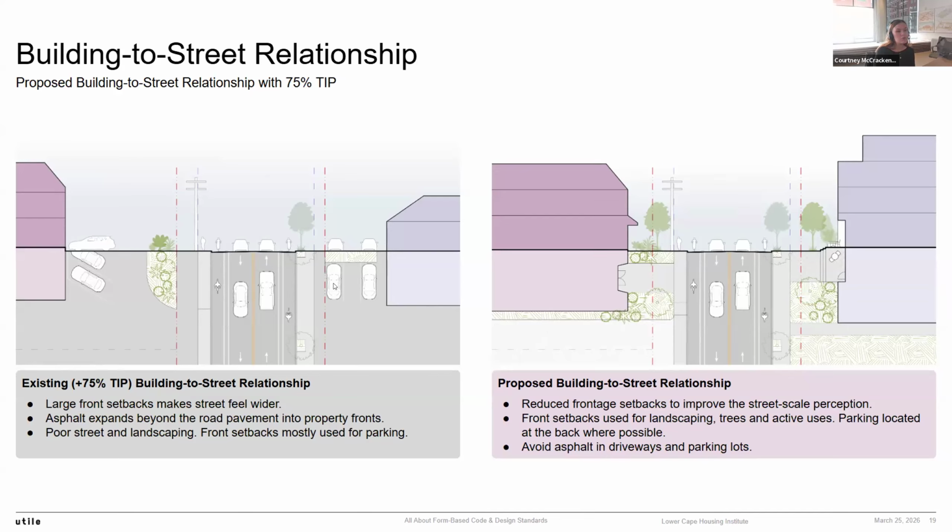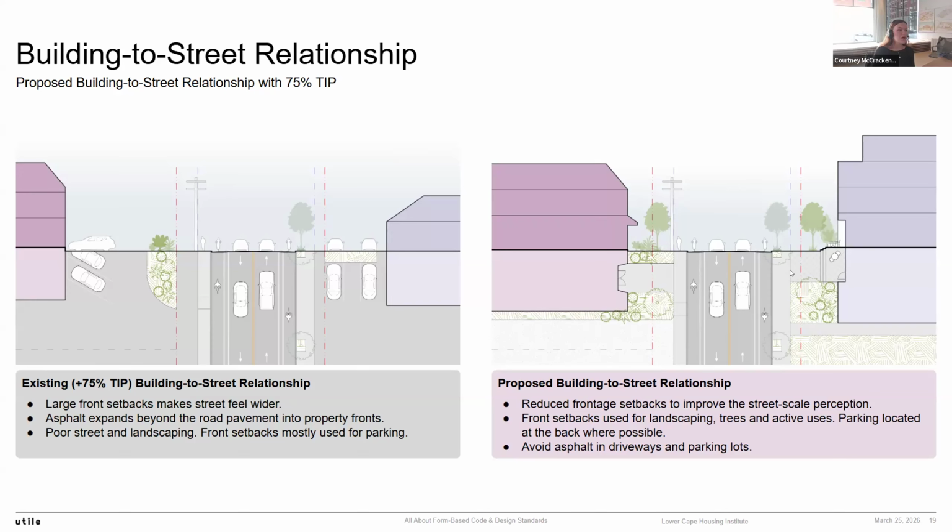So what we made sure from our test fits going forward was that we were reproposing this new building to street relationship, where the buildings are pushed forward. They're still set back from the lot lines, so there are still opportunities for active use spaces and for landscaping in the front, but the parking is always in the back, so that it's never creating this relationship where buildings are pushed back significantly.